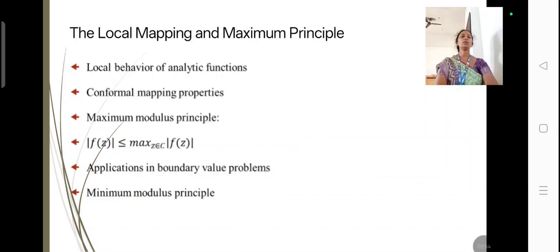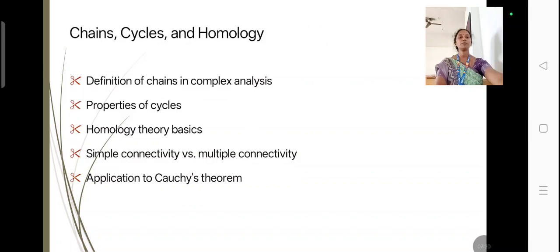Next one is the local mapping and maximum principle. The following topics are discussed in the local mapping and maximum principle. The first one is local behavior of analytic functions, conformal mapping properties, maximum modulus principle, that is modulus f of z less than or equal to maximum of z belongs to C modulus f of z, and also discussed are boundary value problems and minimum modulus principles.